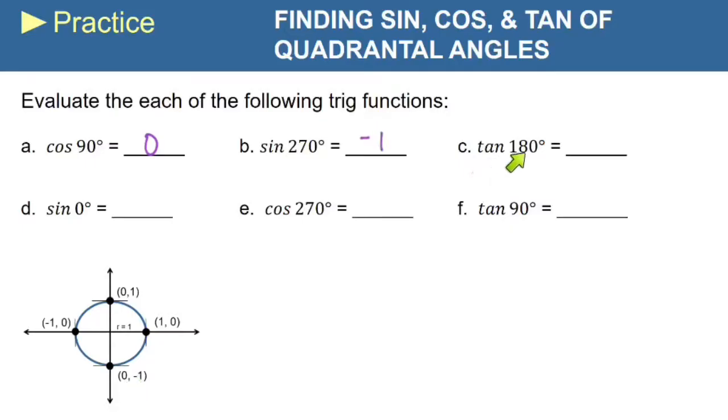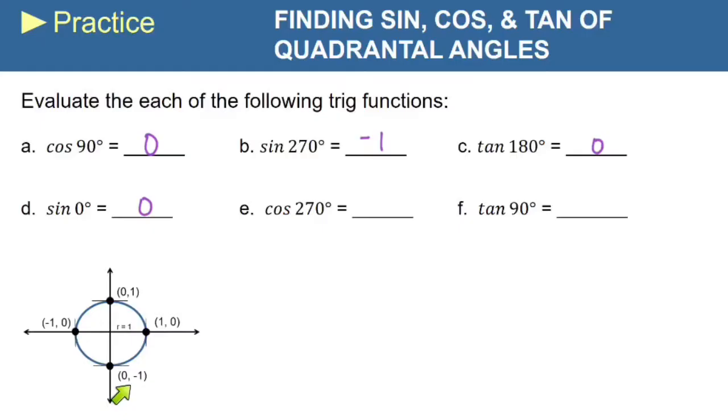For the tangent of 180, we locate the terminal side of 180 degrees, which is going to have to go through the left side of the circle, and then tangent is y over x, which is 0 over -1, which reduces to 0. For part D, sine of 0 degrees. So the terminal side of 0 degrees would go through the right side of the circle, and the sine is the y-coordinate. So the sine of 0 degrees is 0. Cosine of 270. Again, the terminal side of 270 goes through the bottom of the circle.